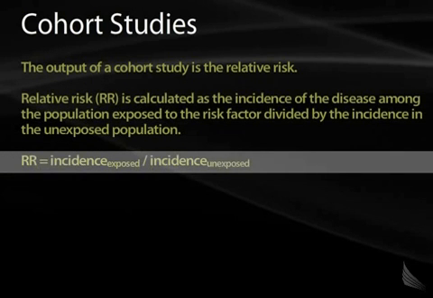So relative risk, RR, is equal to the incidence in the exposed over the incidence in the unexposed. It's important to note that relative risk does not indicate the impact of risk increase or reduction on the population. Absolute risk is calculated as the difference in the incidence of the disease amongst the population exposed to the risk factor and the incidence in the unexposed population. So the AR, absolute risk, is the incidence in exposed minus the incidence in the unexposed.